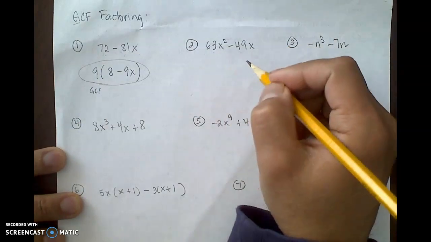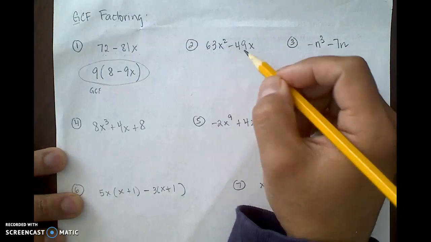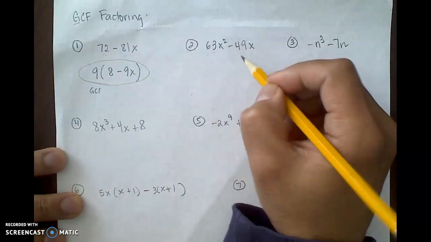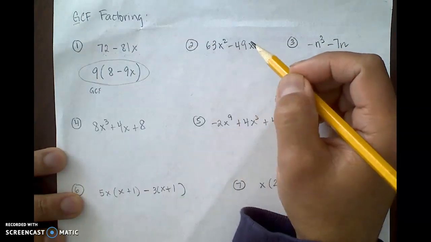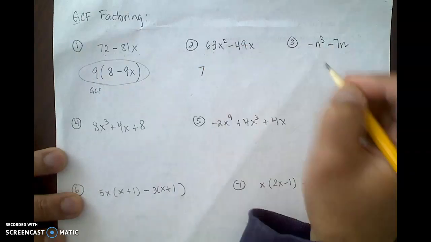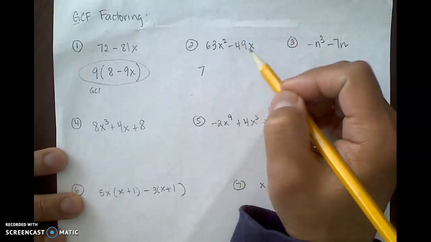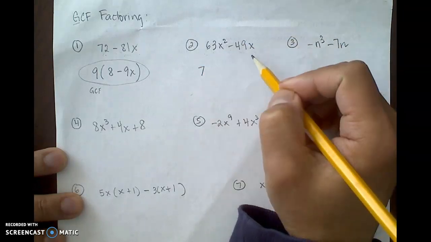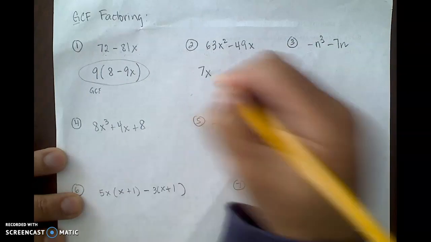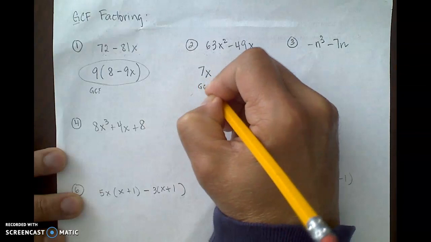Second example. Looking at these two terms, what is the greatest common factor between these two terms? Look at the 63 and the 49. The biggest common factor they have in common is a 7. Now, here, both these terms have an x in them. So, you've got to know that x is going to be part of your GCF.